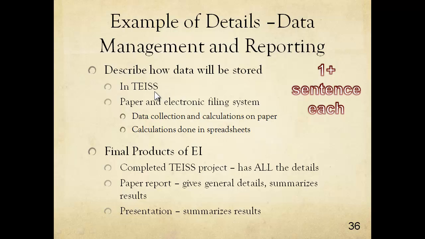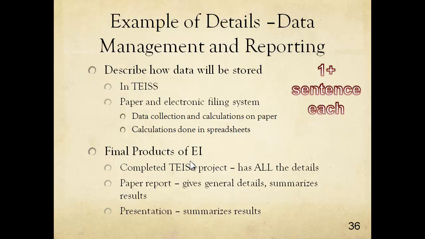Well, in TEISS, and you're going to have a paper filing system and an electronic filing system. Any information on paper, you're going to keep in your logbook or perhaps in a binder, and calculations done in spreadsheets, you're going to carefully name those. You may want to include your file naming convention in your QAPP and specify you're going to have all these spreadsheets in a folder, and you're going to back up that folder, perhaps even nightly at the beginning.